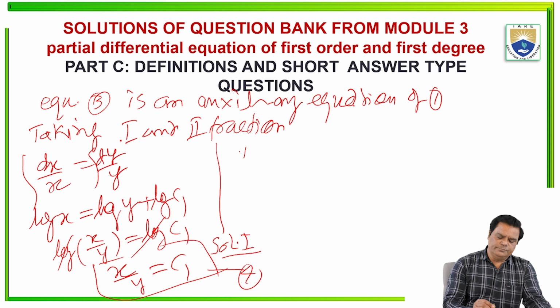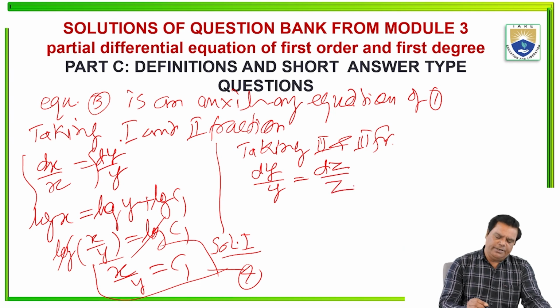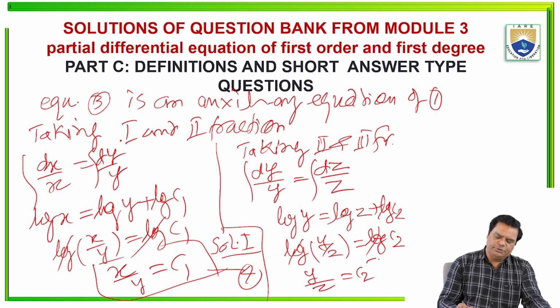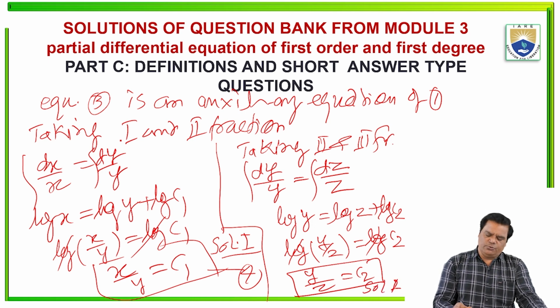Now again taking the second and third fractions, dy upon y equal to dz upon z. Integrating on both sides, log of y equal to log of z plus log c2. Log of y upon z equal to log c2. Log is cancelled, y upon z equal to c2. This is the second solution.